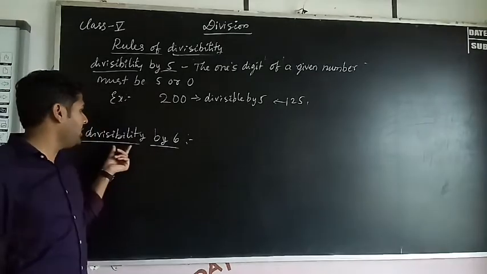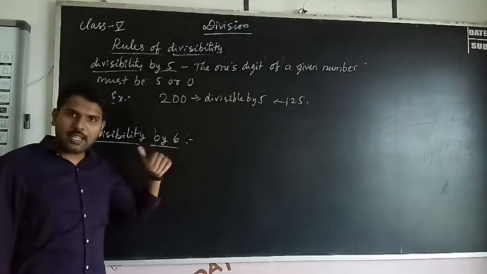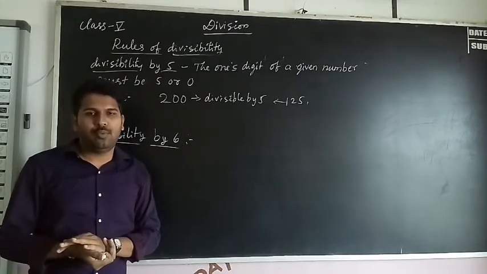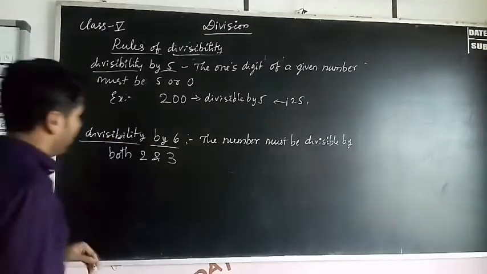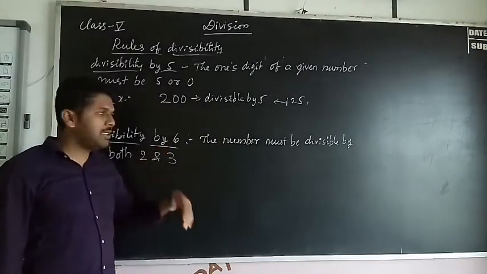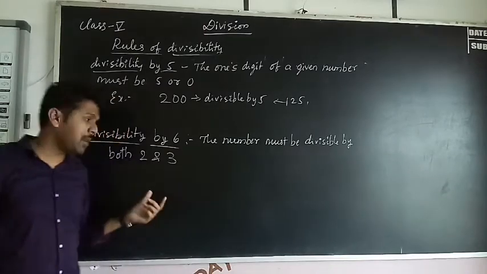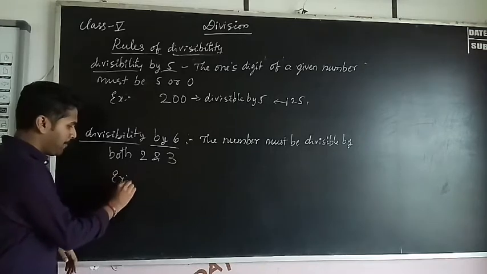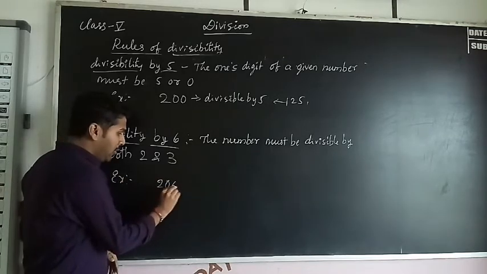Okay. So next, divisibility by 6. That given number is there, no? That must be divisible by 3 and 2. Next one, divisible by 6. That means the number must be divisible by both 2 and 3. Take one example. Here 204 is there.